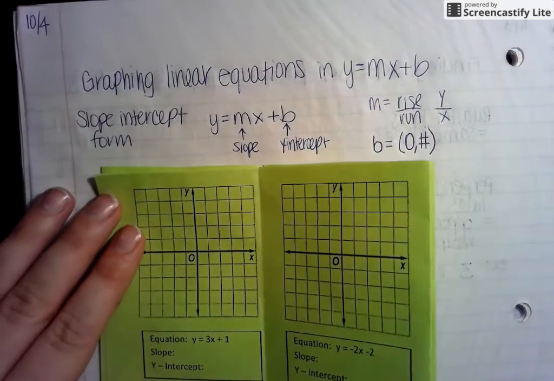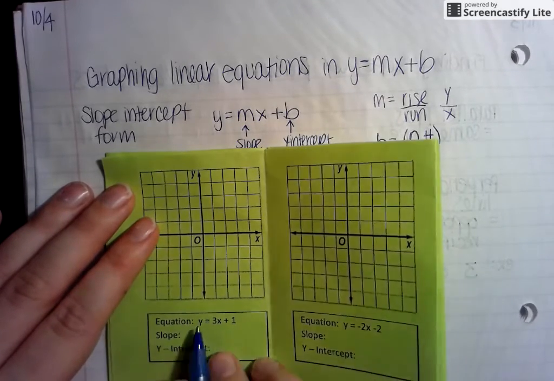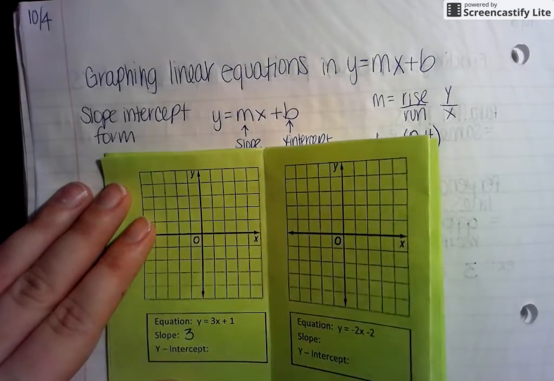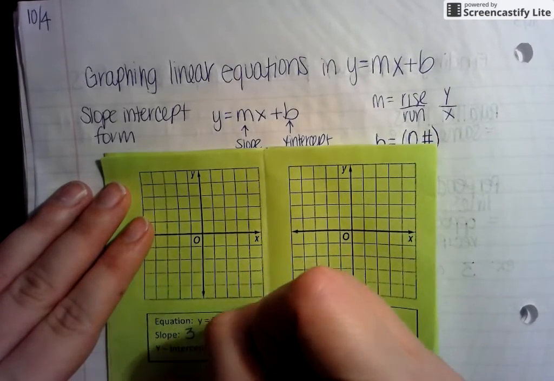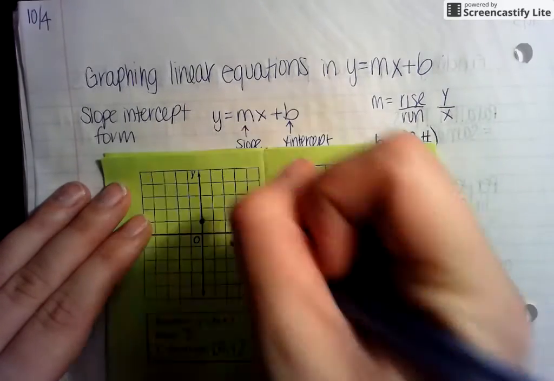Another example, just for you to get the hang of it, we have y equals 3x plus 1. So it is in slope-intercept form, so you're good. My slope is 3. My intercept is (0, 1). So I'm going to start at (0, 1).